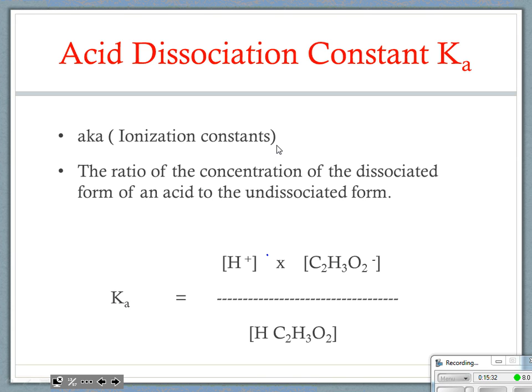Don't think about it like what we just did, the Kc, equilibrium constant. Don't think of it like that. Think of it as the top's going to be the dissociated. So the top's going to be the ions and the bottom's going to be the acid. Don't think of it as products and reactants.